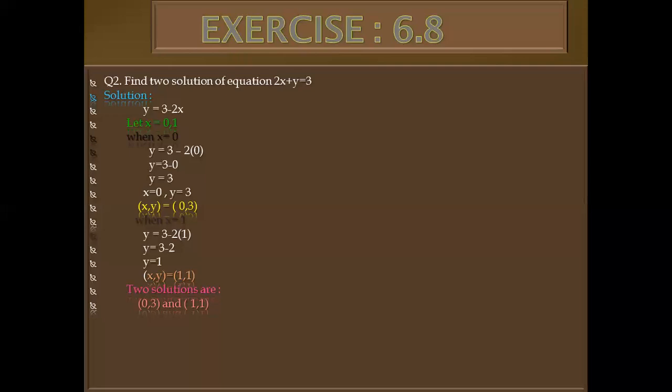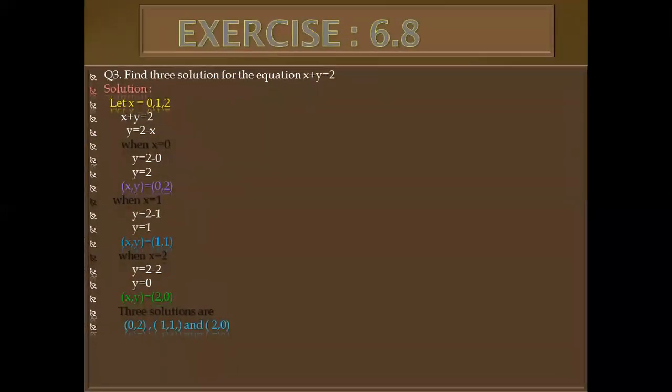Now come to question 3. Find three solutions in the equation x plus y is equal to 2. Again, we shift x to the other side. The equation will become y is equal to 2 minus x. Now we need three solutions. It means we put x is equal to 0, 1, 2. Same, first we replace x with 0. 2 minus 0 is 2. The ordered pair is 0, 2. The value of x we write 0 because in the equation we put x is equal to 0, and y is 2.